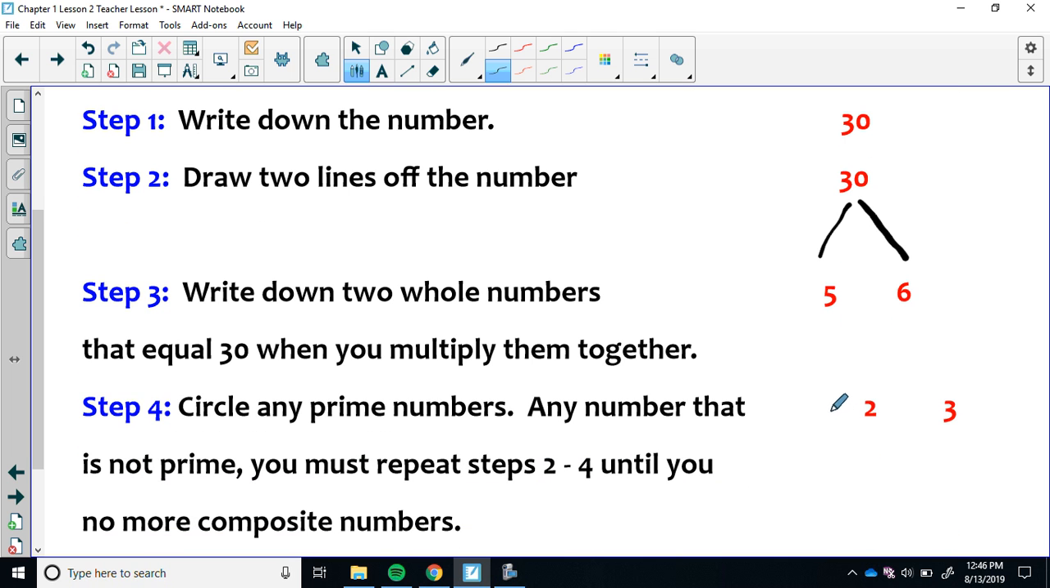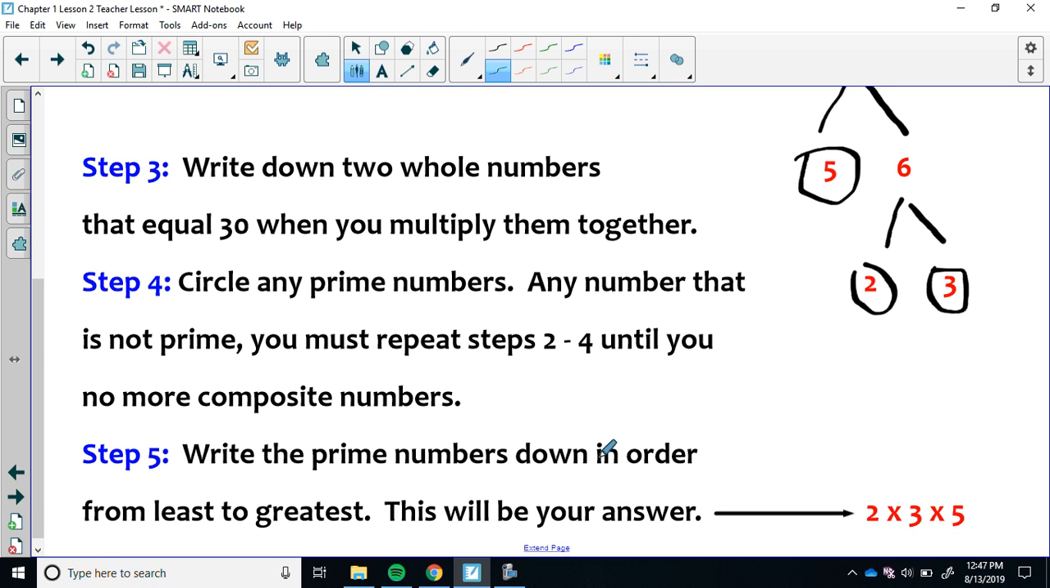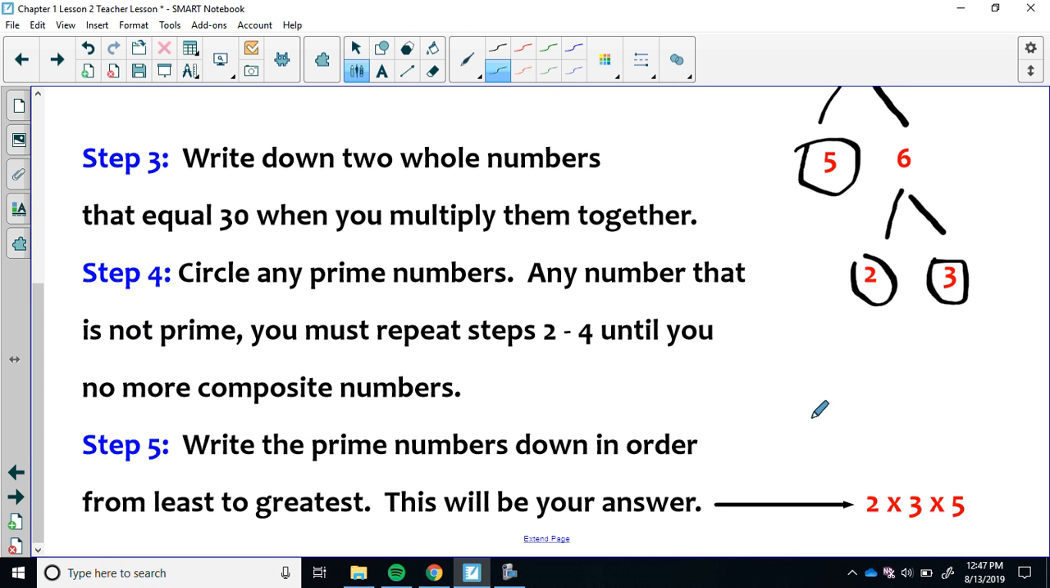The next step then is to circle any prime numbers. 5 is prime because the only numbers that go into it are 1 and itself. 6 can be broken down to 2 and 3. 2 is prime. 3 is prime. So now we have a list of all of our prime numbers. And what we're going to do is write them in order from least to greatest. So 2 is smallest times 3 times 5.